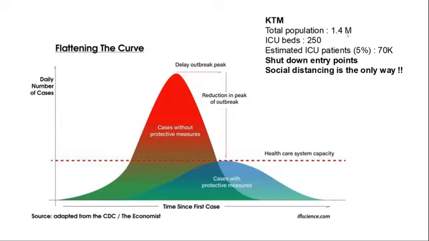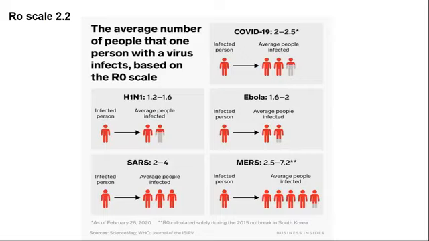So the population of Kathmandu is actually 2.4 million, and if 5% of them need ICU, that's going to be around 1.5 lakhs, I guess. So the point I'm trying to say is that our existing health system cannot take care of the sick patients if we get an outbreak. So rather than having an outbreak, we should go for prevention, and the only way we can prevent is social distancing, testing, surveillance, and all those epidemiological measures.